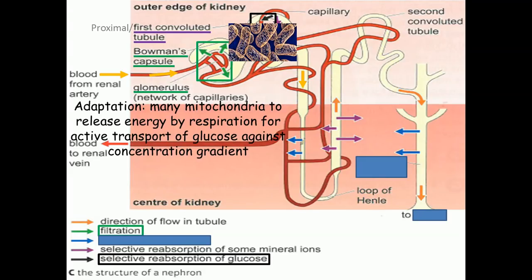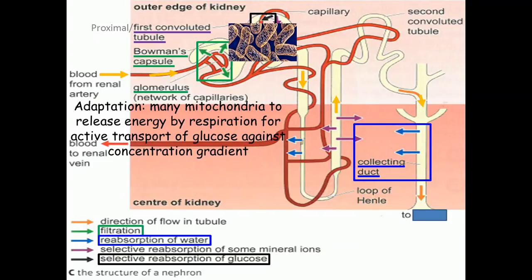And then the filtrate keeps moving, so remember now all the glucose has been removed from it, but there's still useful substances such as water. And water is removed in the collecting duct, where reabsorption of water occurs, and the amount of reabsorption of water depends on how much water there is in the blood. And that reabsorption of water occurs in the collecting duct because there are tiny pores there, which make it permeable for water to move out of the filtrate by osmosis.